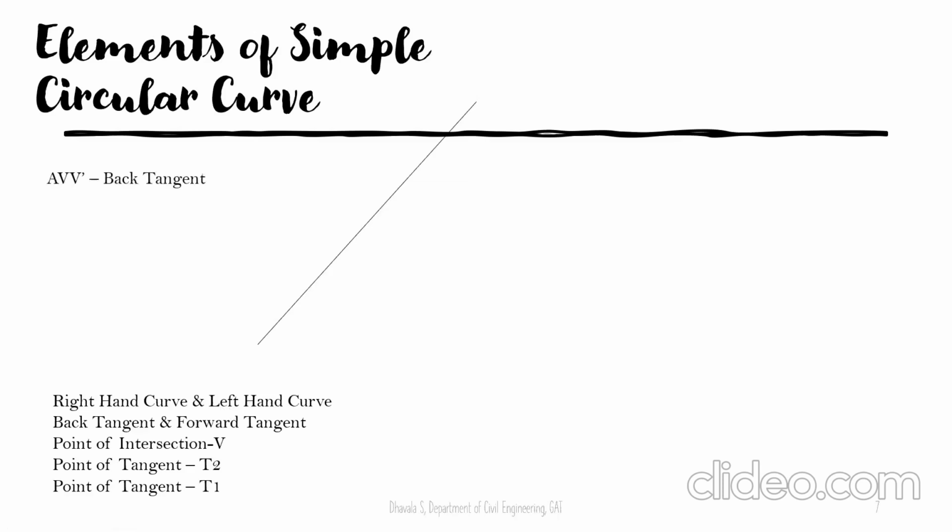Back tangent is any tangent which is before the start of the curve. That is, here you can see a line A V, V dash. This line A V, V dash will be called as back tangent, that is the tangent which is observed before the occurrence of a curve. Coming to forward tangent, B V will be called as forward tangent. Forward tangent is the tangent which occurs after the occurrence of the curve.